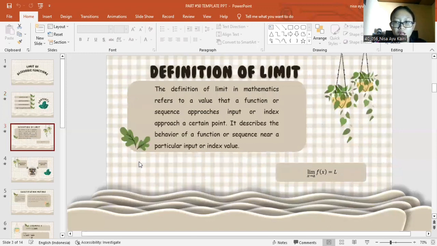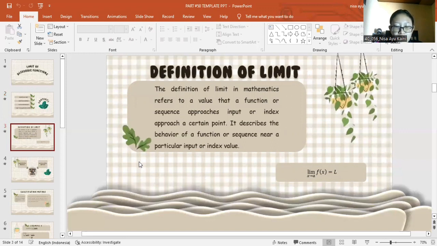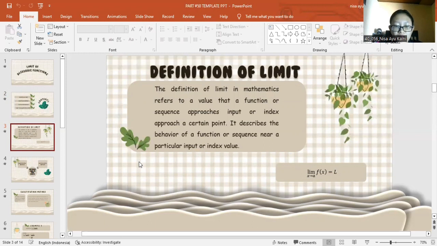Okay, the material is about definitions of limits. The definition of limit in mathematics refers to a value that a function or sequence approaches as the input or index approaches a certain point. It describes the behavior of a function or sequence near a particular input or index value. Formally, the definition of limit is as follows.